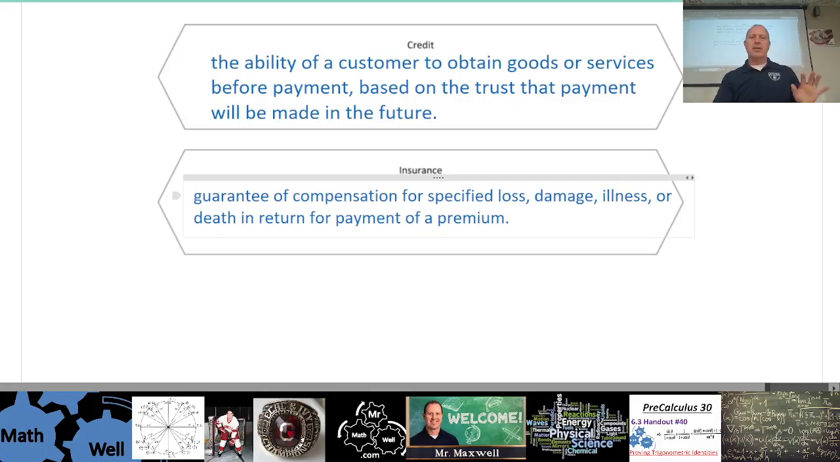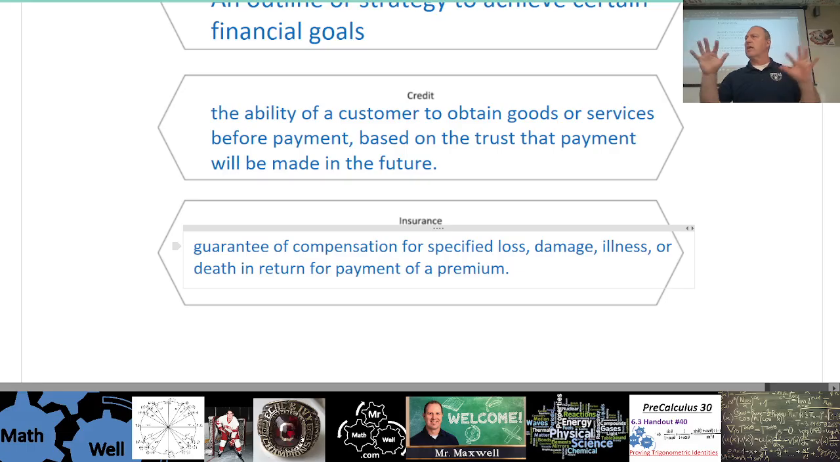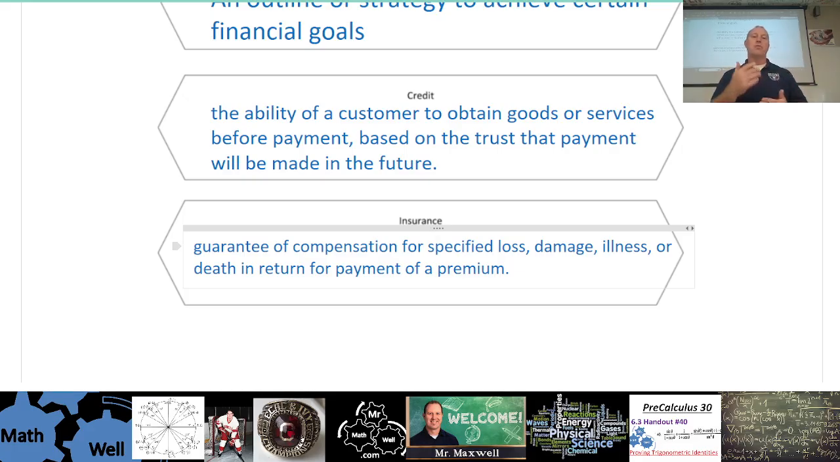Insurance, okay, so this is the technical definition. Guarantee of compensation for a specified loss, damage, or illness, or death in return for a payment of premium. So that's kind of a technical definition. I liked ours that we came up with, right? It's basically you're paying for someone to help you in the future financially if you need it. That's pretty good too. So it's the guarantee of compensation if you have loss or damage. And you have to pay some kind of premium, which is a regular small amount that you pay over and over again, just for the ability for them to help you if you need it.